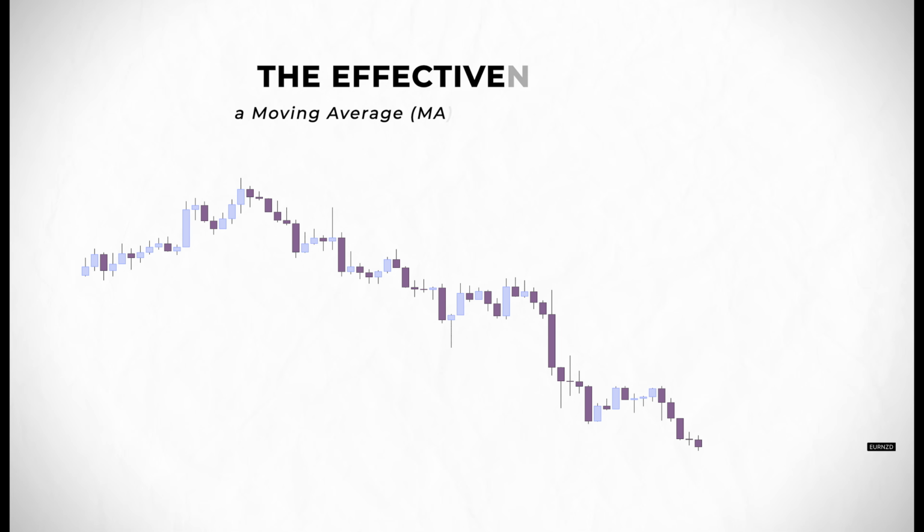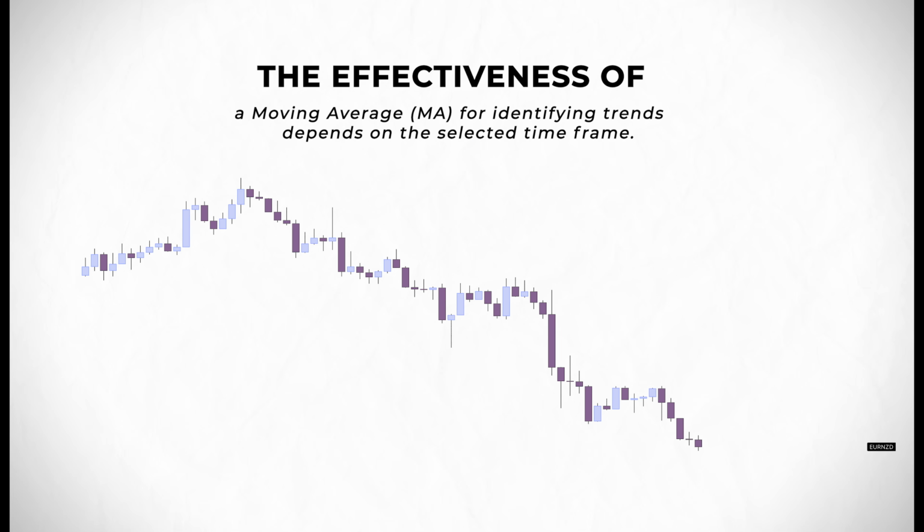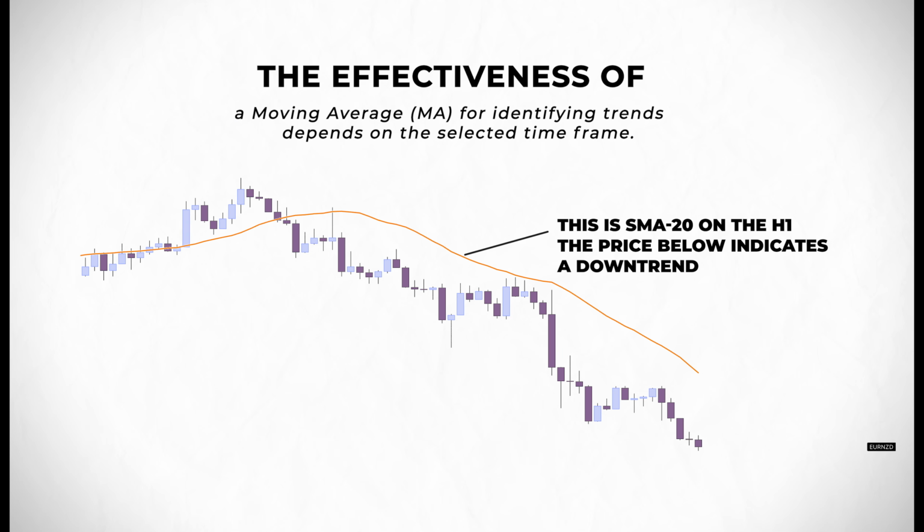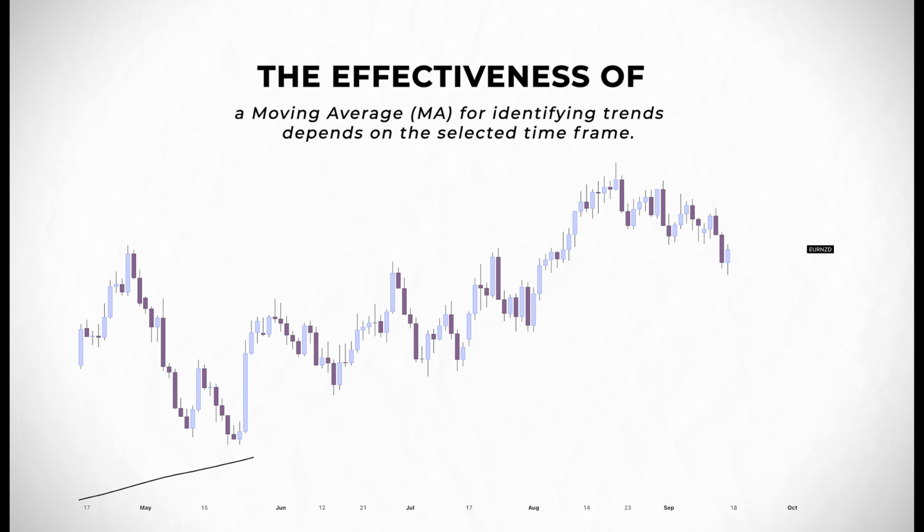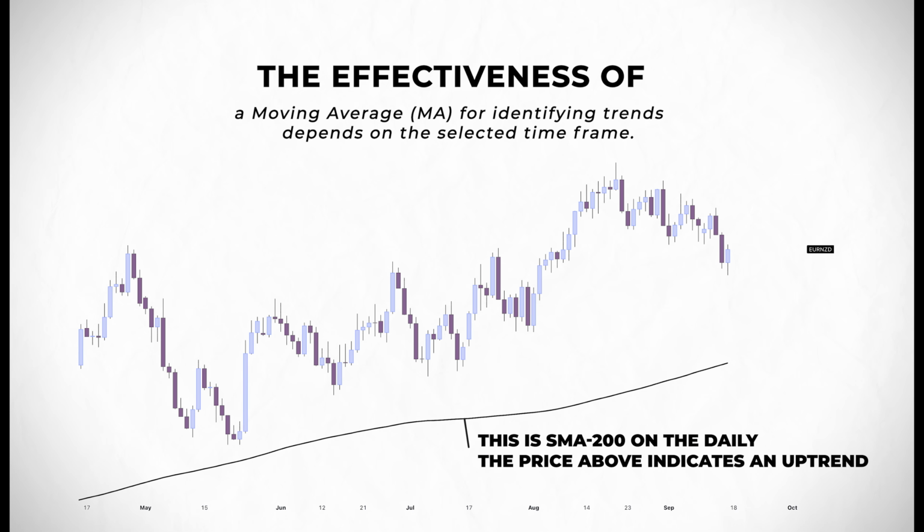Now, the effectiveness of a moving average in trend identification depends on the time frame you choose. So a shorter moving average like a 10-day or 20-day is more sensitive and closely follows the price, making it more suitable for short-term trend analysis. On the other hand, a longer moving average, so let's say a 50-day, 100-day or 200-day moving average, smooths out price volatility and reflects longer term trends.